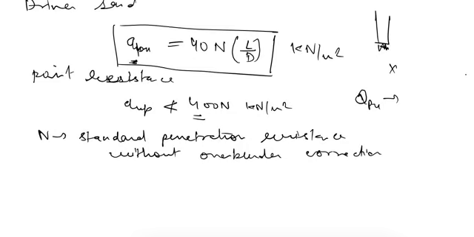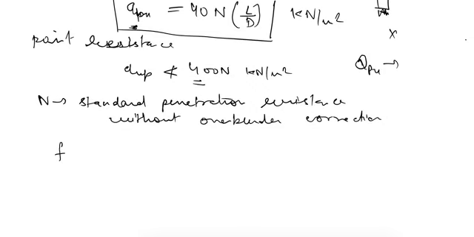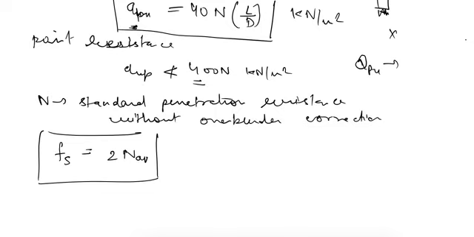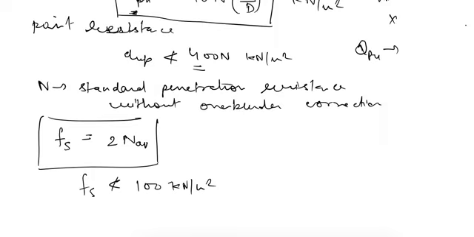This is for the end bearing resistance, and for the skin friction resistance, the relation is given as Fs is equal to 2 times N average. The average value of N is taken in this case, and twice that value is our skin friction resistance, and this value should not be greater than 100 kilonewton per meter square. So these are the formulae using which we can relate the standard penetration test data with our skin friction and end bearing resistance.